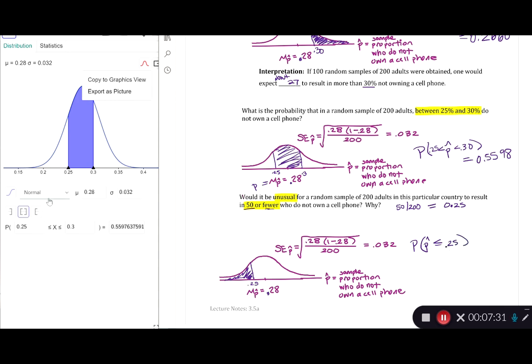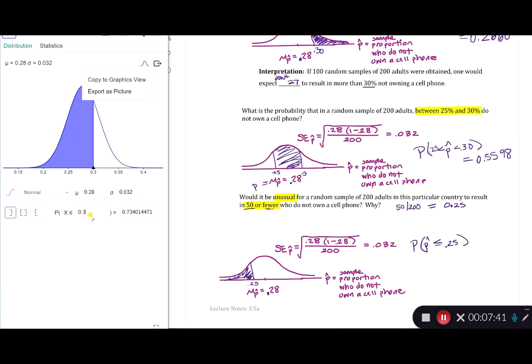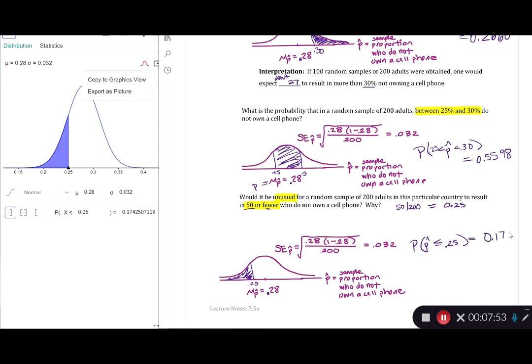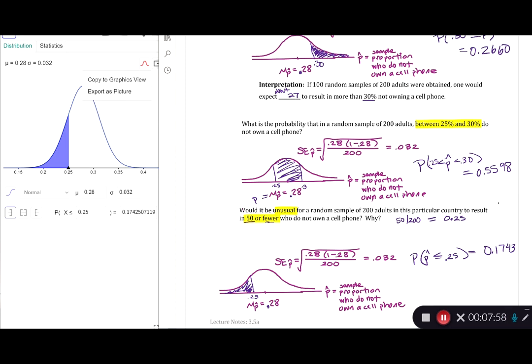And then in GeoGebra, to find the areas, got the right mean, right standard deviation, we're looking for this lower tail. We want it less than 0.25. There we go. So that area, that probability, if we round it to 4 decimal places, would be 0.1743. So there's the 3 probabilities that we found. To answer this last question, we wanted to know, was it unusual? I would say with 17%, that's not very unusual.